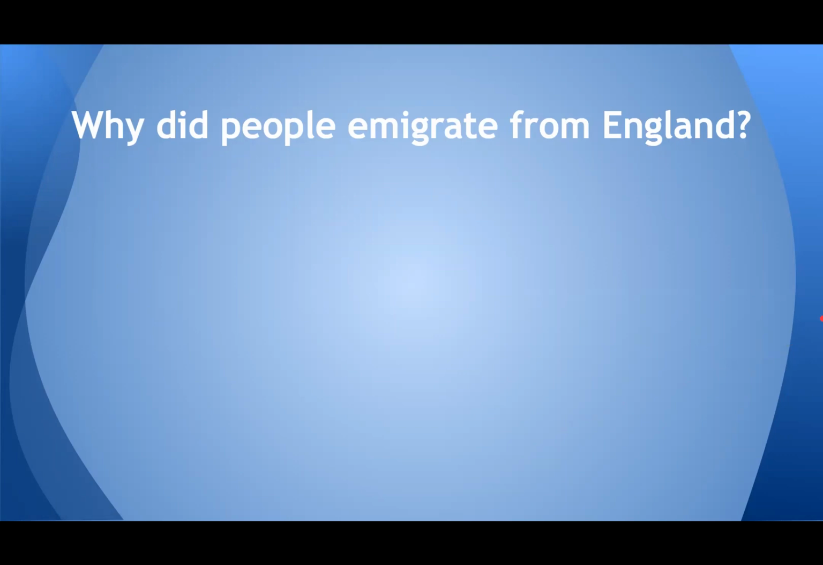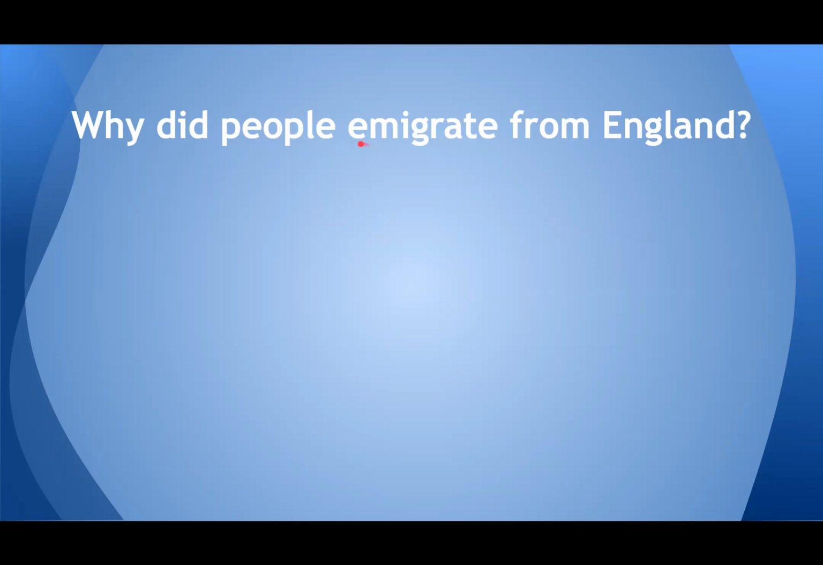So we're starting Unit 2, which is the colonial period, and we're going to talk about why people would immigrate from England and choose to come to the colonies that the British created in North America. And then we're going to talk about the first British colony, which was Jamestown. So why did people immigrate from England?